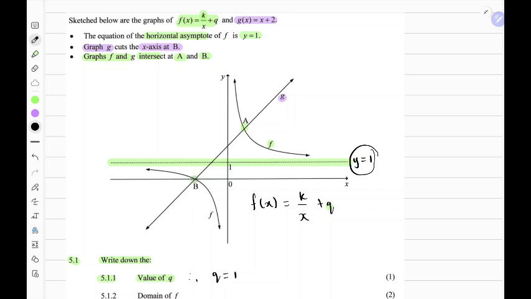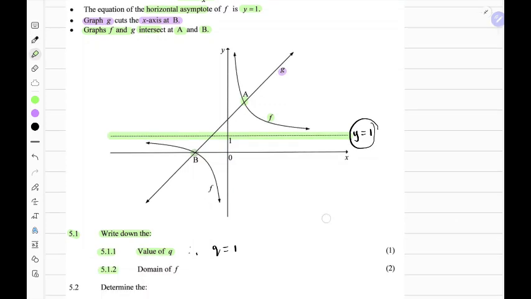Remember, q represents two things. q represents the horizontal asymptote, which is the line that the function approaches but never really cuts or touches. And it also represents the up and down shift of the graph. So you can see the hyperbola is shifted 1 unit up from the standard hyperbola.